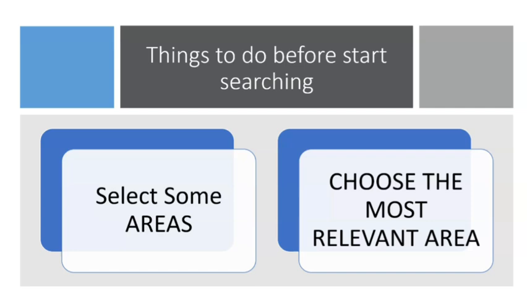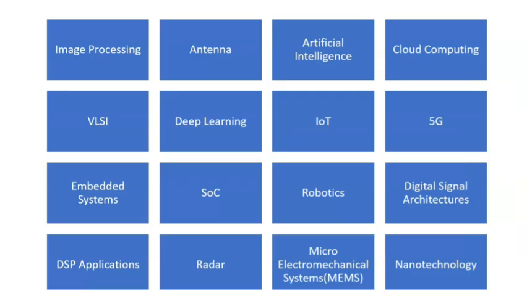So these two things you have to do even before starting the process of searching for seminar papers. First you have to pick out some areas, and from these areas which you have selected, choose the most appropriate two or three areas. These two things you have to do even before starting the process of searching. Next I'm going to suggest some areas which are very important as per the current trend.